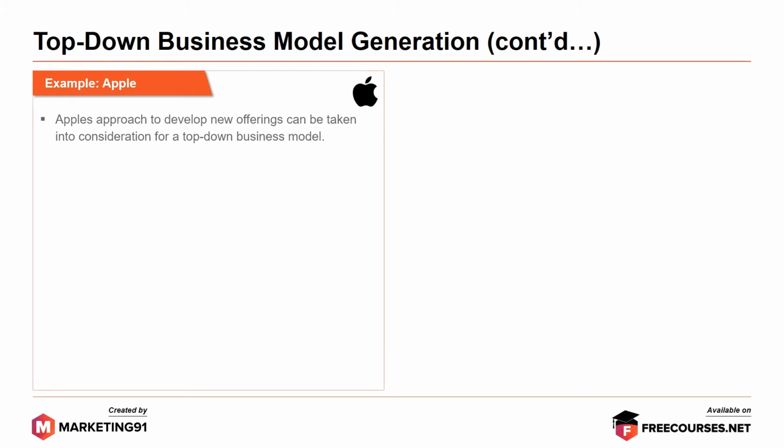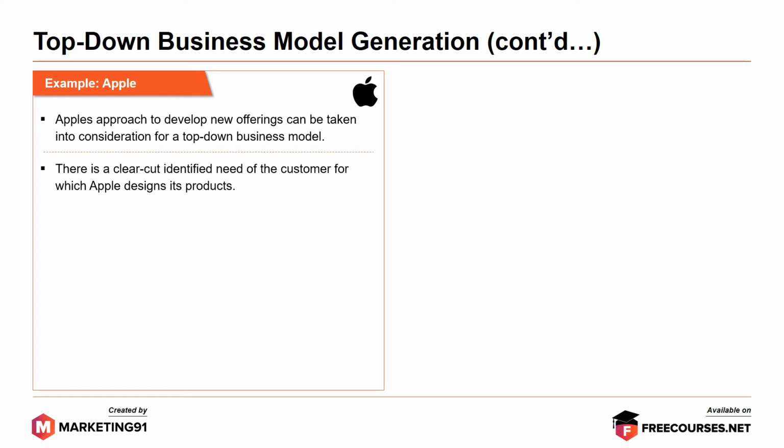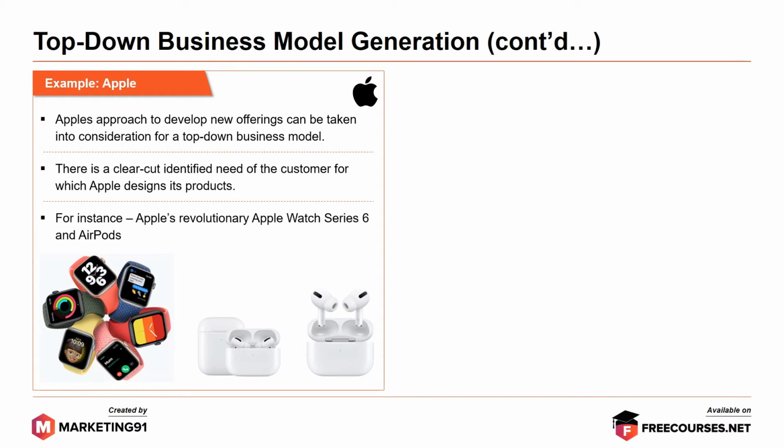First, Apple. Apple's approach to develop new offerings can be taken into consideration for a top-down business model. There is a clear-cut identified need of the customer for which Apple designs its product. For instance, Apple's revolutionary Apple Watch Series 6 and AirPods. And how can we forget the Apple iPod?